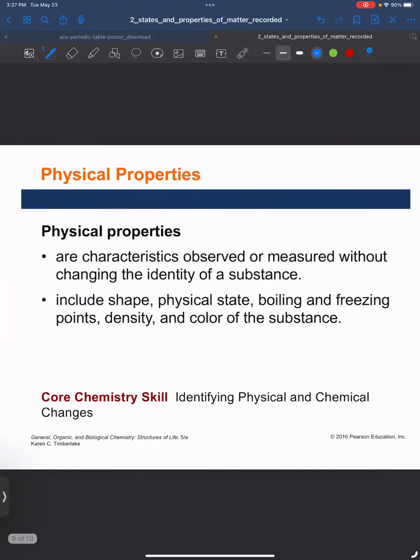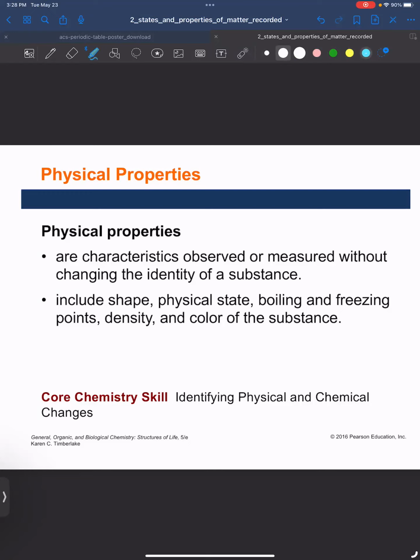All right, now let's discuss properties. The first type of property we will discuss is physical properties. Now, physical properties are characteristics observed or measured without changing the identity of a substance. I'm going to repeat that again. Physical properties are characteristics observed or measured without changing the identity of the substance.